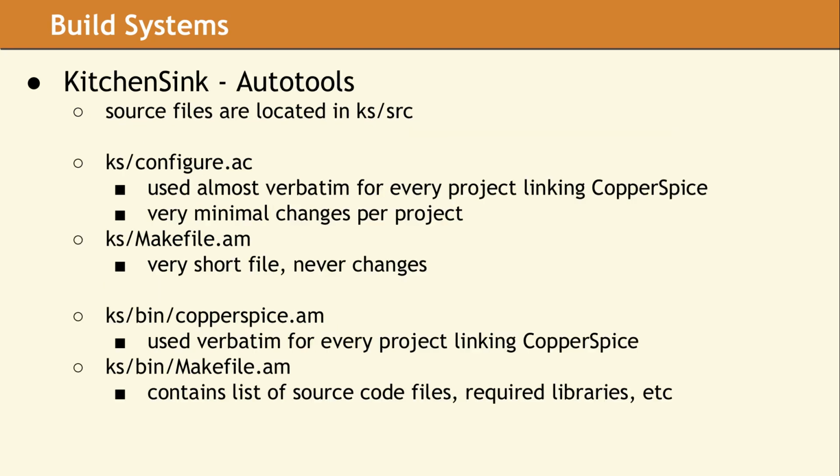These are the 4 files that are used by AutoTools to build Kitchen Sink. If you're interested in the contents of these files, they are part of the project. What we want to show are the actual project files used to build Kitchen Sink with CMake.